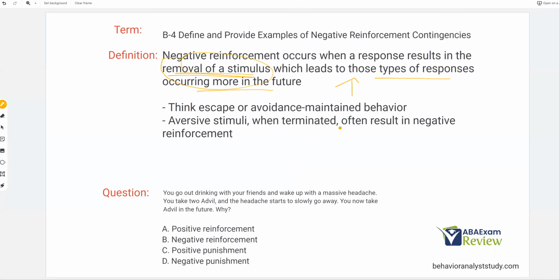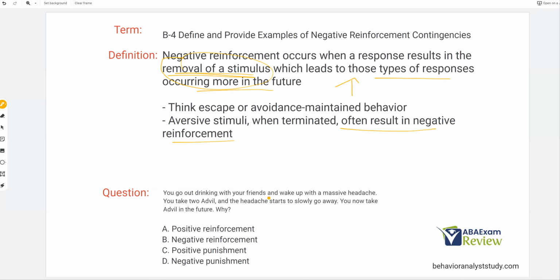Aversive stimuli, when terminated, often result in negative reinforcement. So it doesn't matter if they like it or not. However, when it is aversive, it does often result in negative reinforcement for obvious reasons, right? If you have an aversive stimulus, a loud beeping in your ear, you're going to respond in a way that gets rid of that loud beeping, right? If you have, let's say, a fire alarm going off in your house, you're going to start working to get that fire alarm to stop beeping, okay? And once you remove that beep, that behavior is reinforced in the future.